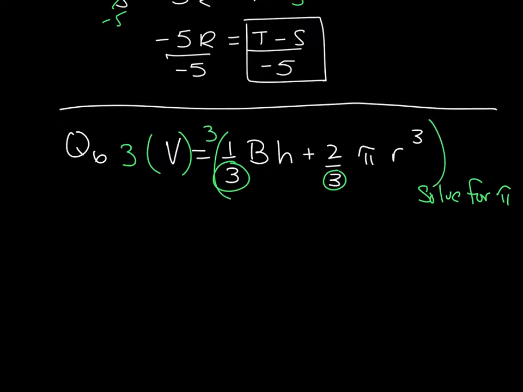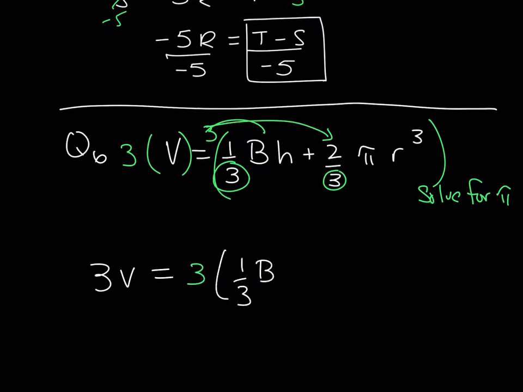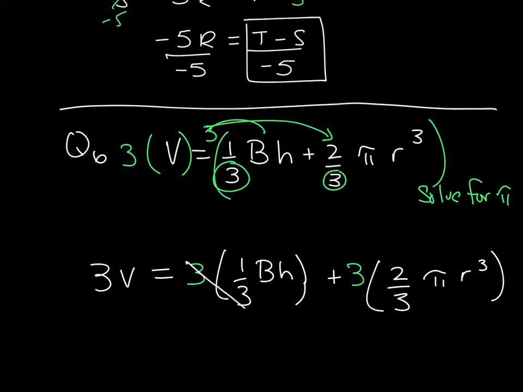So think about distributing the 3. So over on the left-hand side, that just becomes 3 times v, or 3v. And I'm going to write out the other side because, again, what we're doing is we're taking that 3 and multiplying it times both of the pieces on the inside. So I have 3 times 1/3 BH plus 3 times 2/3 pi r to the third. The 3's here reduce and equal 1. Same thing here, equal 1.